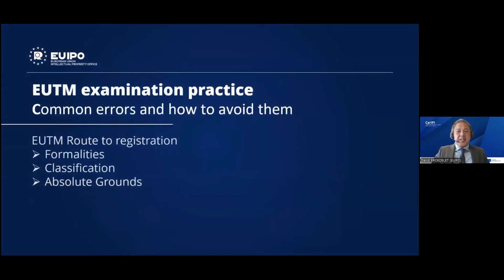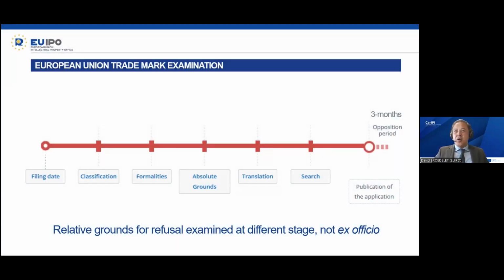So as said, we start with the route to registration. This is divided into formalities examination, classification examination, and the examination of absolute grounds. So you see here the workflow, right? It starts, of course, with the application for a sign. This can be a word, a logo, a shape, a sound, a combination, and everybody wants then an EUTM, a European trademark. After a check of the valid data requirements, there are several steps. The examination starts. This is called the proceedings examination.